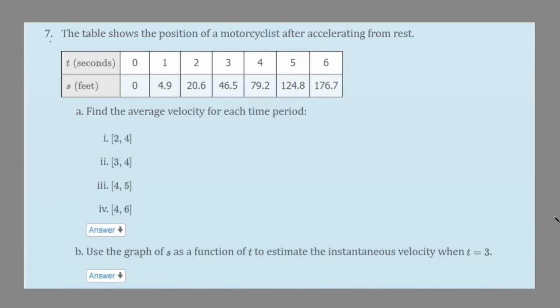Alright, now I want you to try this question by yourself. You could pause the video and try it out, and I'll start answering in a few seconds.